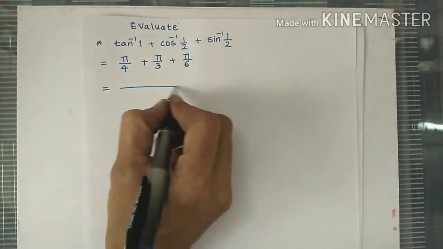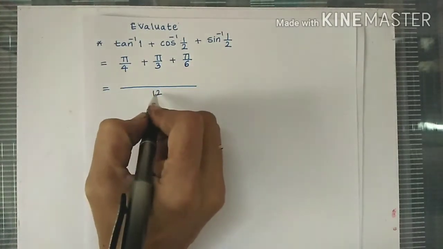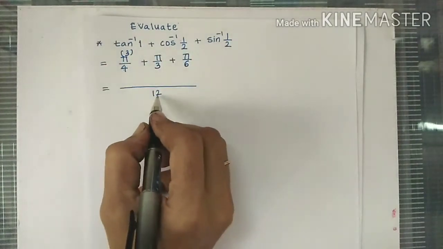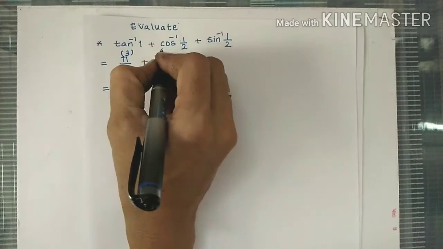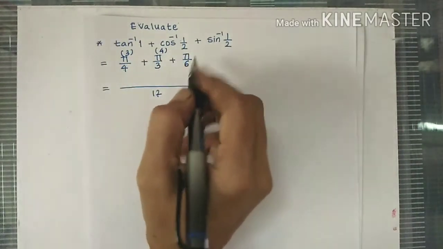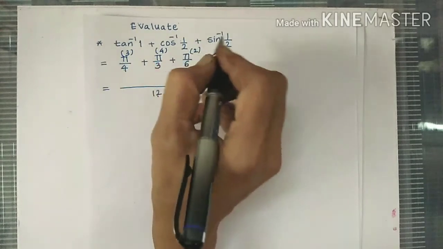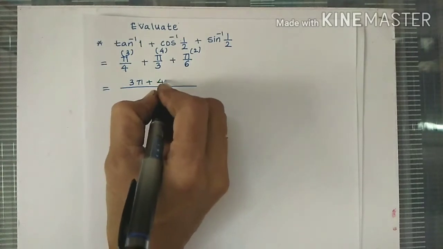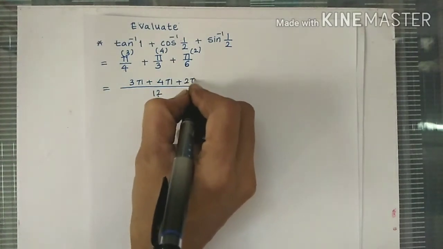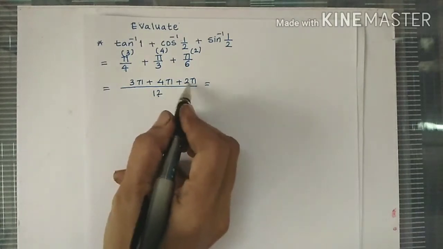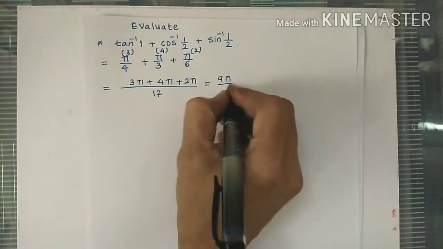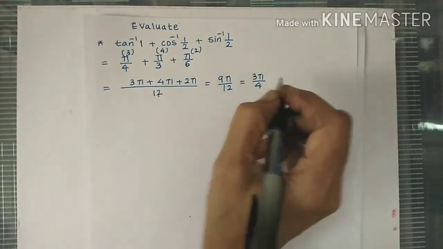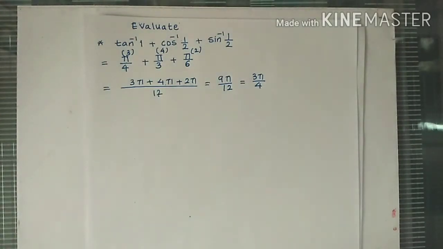Now LCM of 4, 3 and 6 is 12. 12 divided by 4 is 3. So here we have to multiply by 3. 12 divided by 3 is 4. So here we have to multiply by 4. And 12 by 6 is 2. So here we have to multiply by 2. So this gives us 3 pi plus 4 pi plus 2 pi. And that is 7 pi plus 2 pi gives us 9 pi by 12. And dividing by 3, we get 3 pi by 4. So value of this whole term is 3 pi by 4.